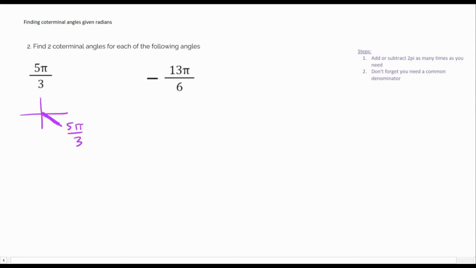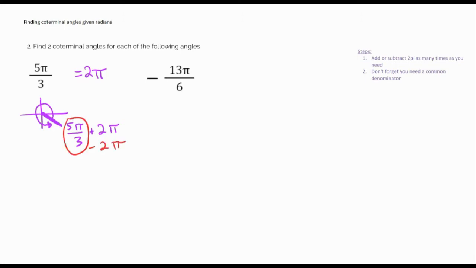A coterminal angle is basically adding or subtracting enough degrees or radians to land back on the exact same line. So in this case, going all the way around, I know an entire circle is equal to 2 pi radians. So to get all the way back around, I'm either going to add 2 pi or I am going to subtract 2 pi from this.